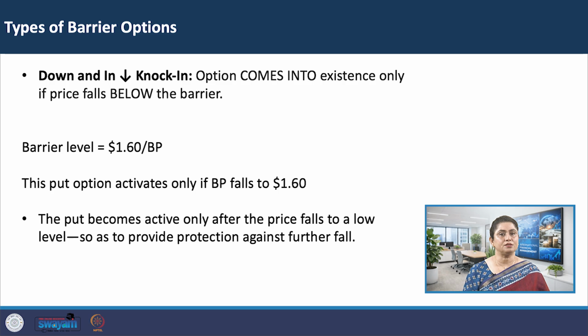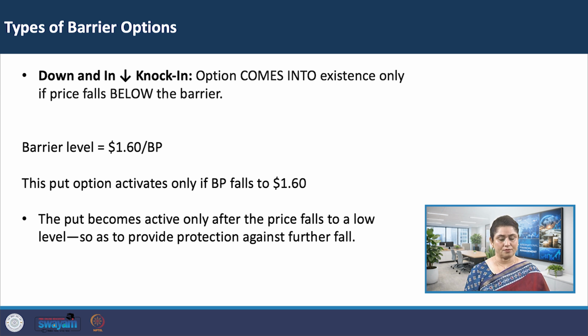There is another option which is called down and in, that is a knock-in option. This option comes into existence only if price falls below the barrier. Here let us say the barrier level is $1.60 per British pound. This put option activates only if the British pound falls to 1.60. The put becomes active only after the price falls to a low level, so as to provide protection against the further fall.